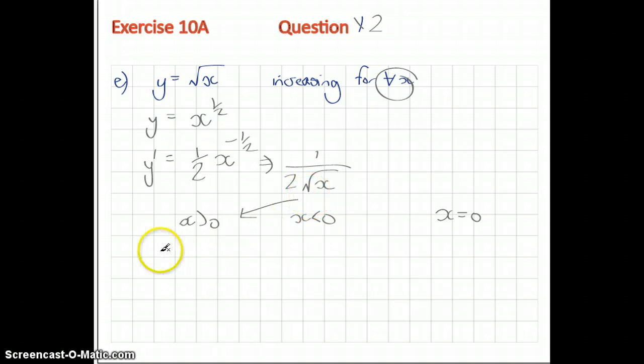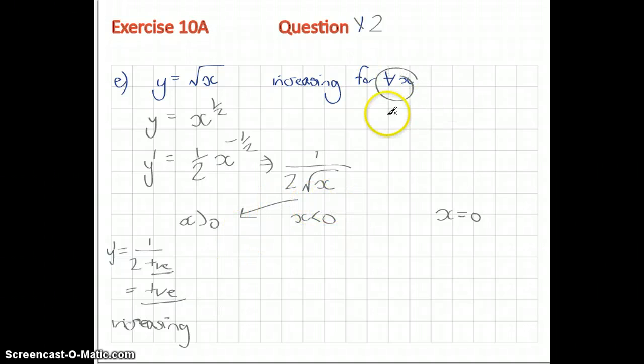For x positive, I'm going to have 1 divided by 2 times a positive number. I don't know what this is. It may be irrational because I'm going to take the square root of a number, but if that number is positive, I can take the square root of it. So basically what I've got here is 1 divided by a positive number, which I know is going to be positive, therefore the function is increasing in this section.